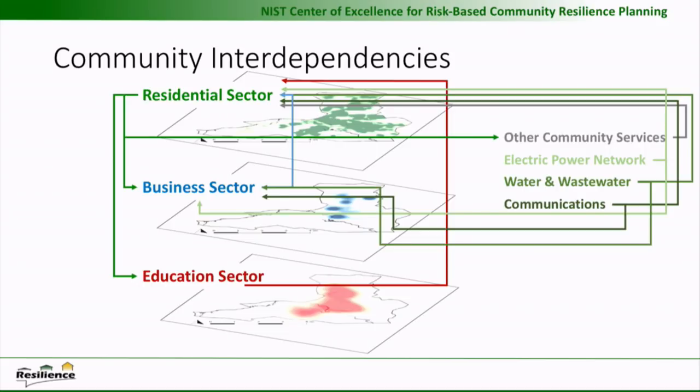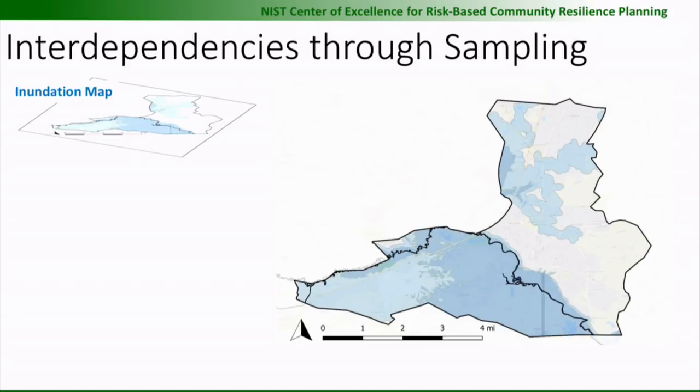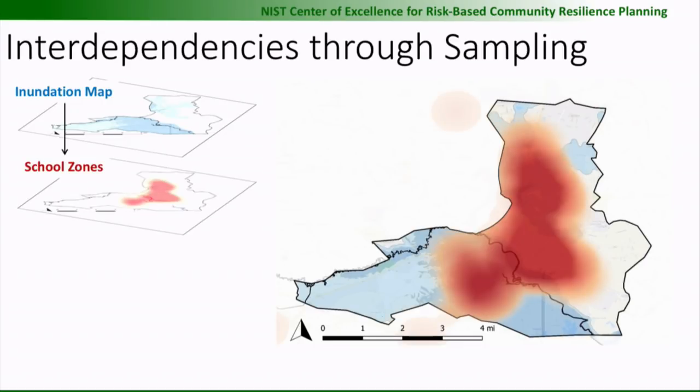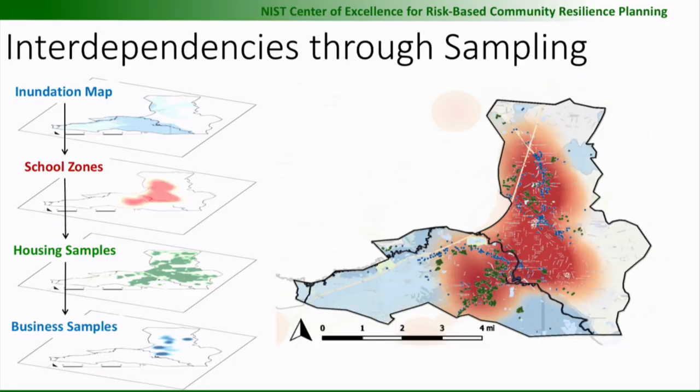So we focused on the residential sector, the business sector, and education, but you see these other sectors that are very critical to our study on the side of this diagram as well. So with our sampling, we began with the flood inundation area in Lumberton. And from here, we selected highly impacted schools within this inundation area. We then draw our housing sample from the catchment area for these different school zones. And finally, in wave 2, we draw a business sample using the combination of the housing sample, the school zones that are highly impacted, and the inundation area. And in both cases, you see our sample points on this map on the right-hand side.